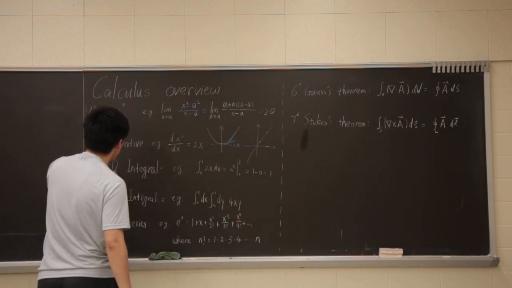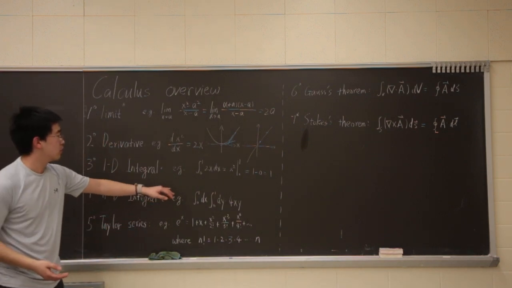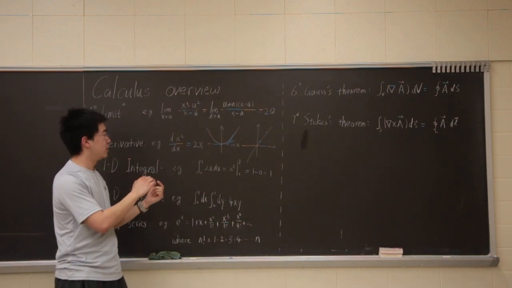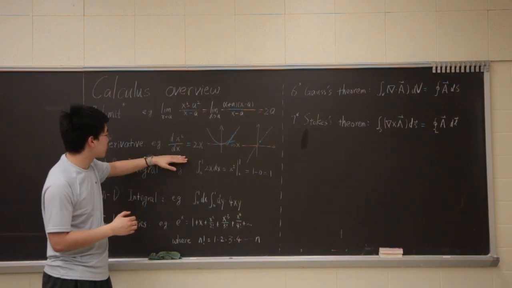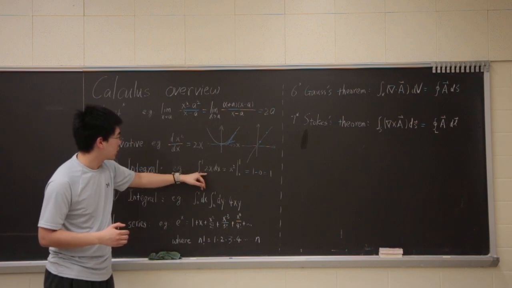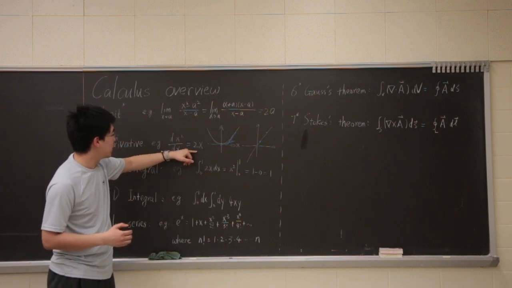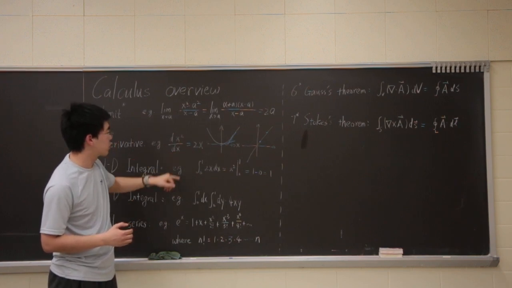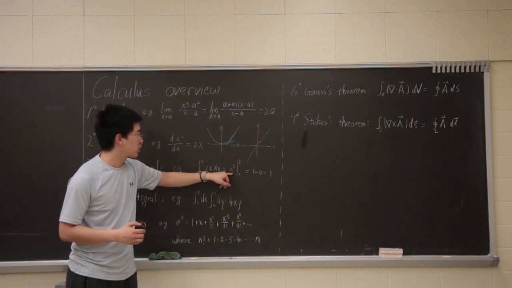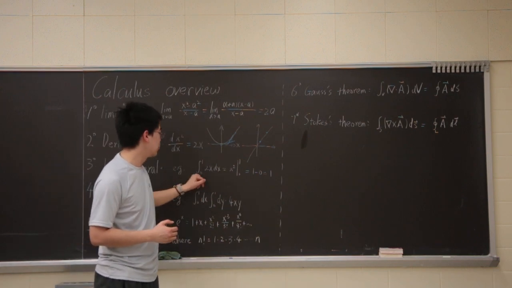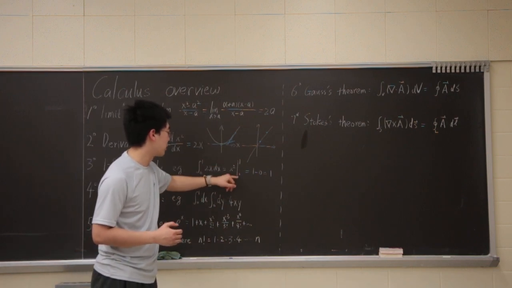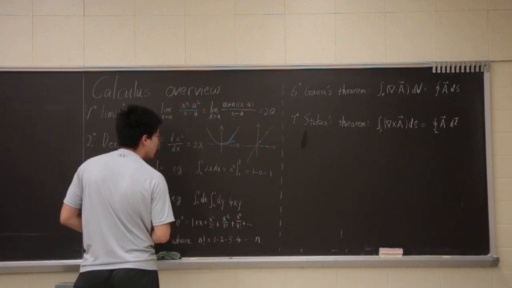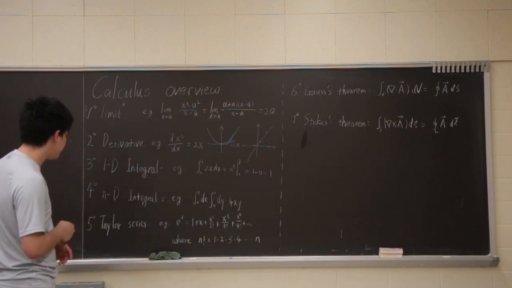And 1D integral is basically the reverse. As you can see, it's basically the reverse of the derivative. So 2x is the derivative of x squared. So the integral of that is x squared, and since it's a definite integral, they go from 1 to 0. 1 minus 0 equals 1.